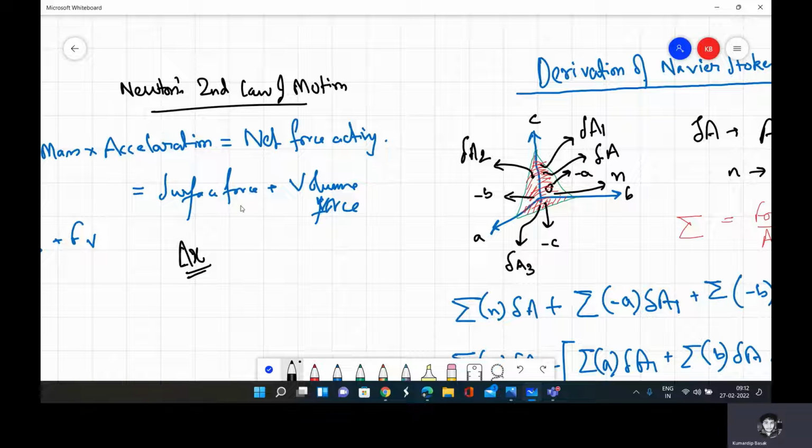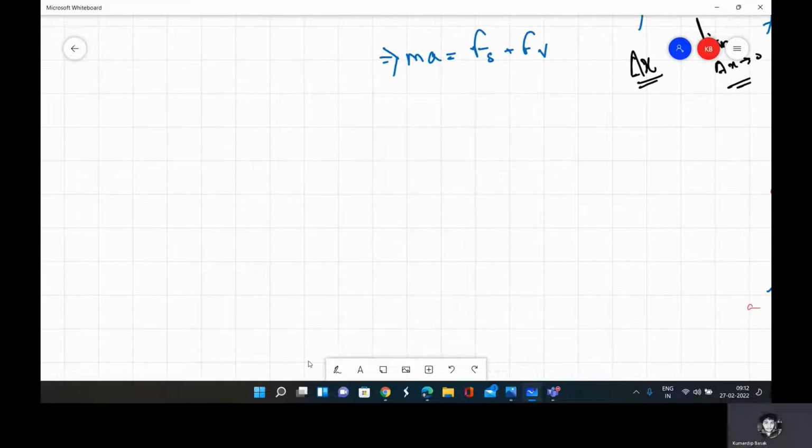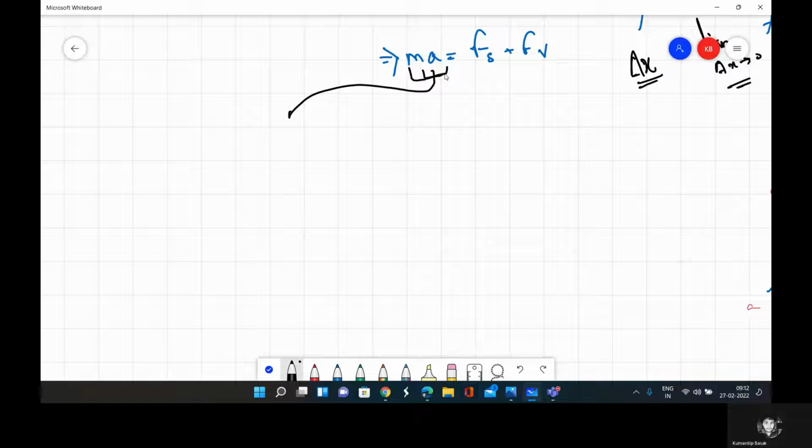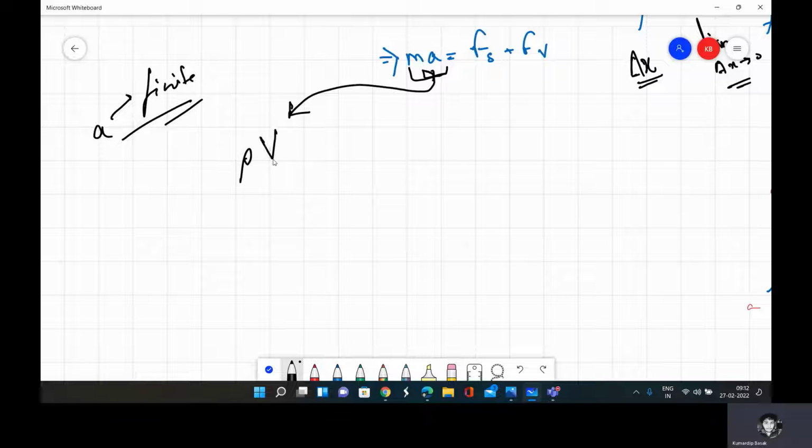That is, limit delta x tends to 0. So what will we get now? You will now understand this mass into acceleration. Here acceleration is a finite quantity. Acceleration is not becoming infinite anywhere. So how will the mass depend? It is equal to rho into volume, density into volume. Now density is again finite. For local density, acceleration and density can be finite.